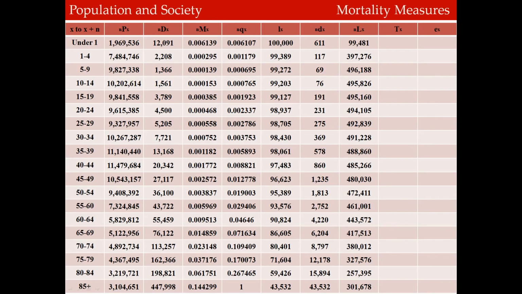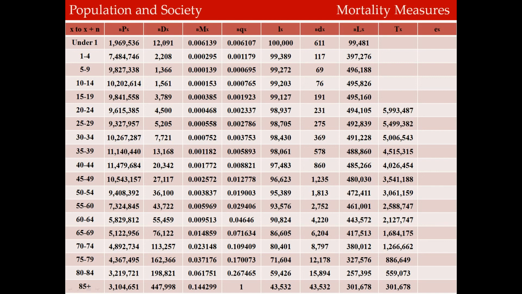So here's what that's going to look like. For the oldest age range, 85 plus, we're just going to carry over their person years. So they have 301,678 person years. If we add that to the person years of the next highest group, 80 to 84, who have 257,395 person years, the sum of those two values is 559,073. And we're going to continue doing that, continuing to add the number of person years for the next lowest age group to our running total.